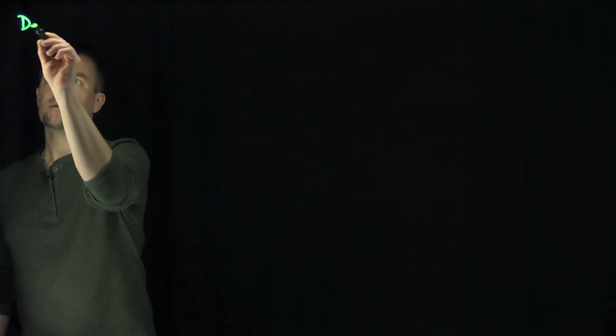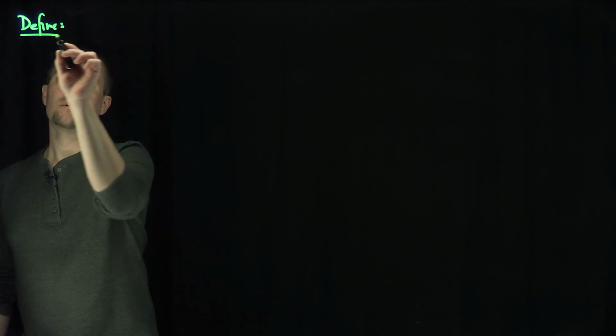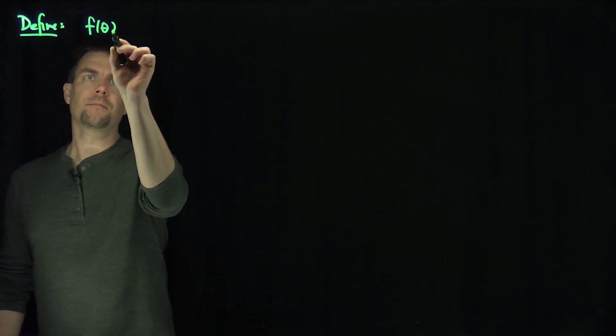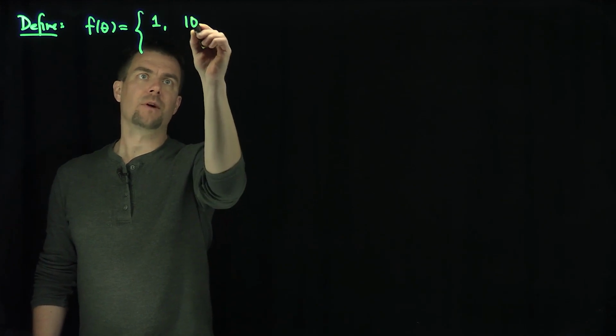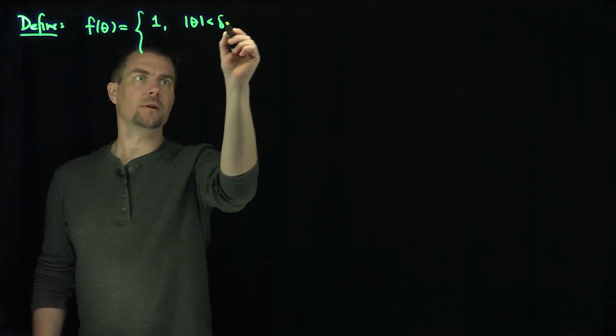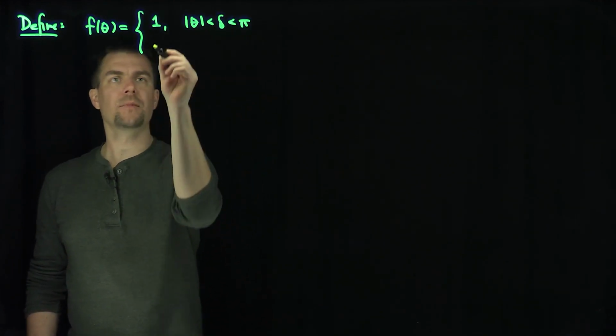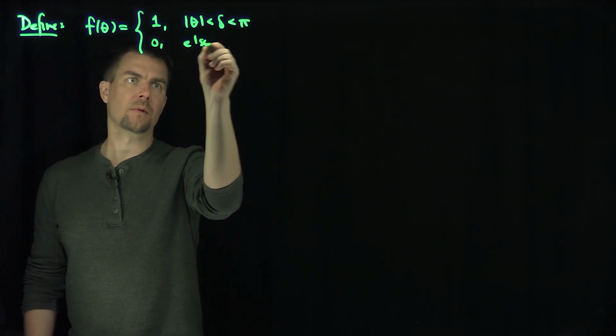Hello students, in this video we'll compute the Fourier series of a step function and infer some interesting results about infinite series from that function. Let's define f of theta to be equal to 1 for absolute value theta less than some number delta, which is going to be less than pi, and 0 else.